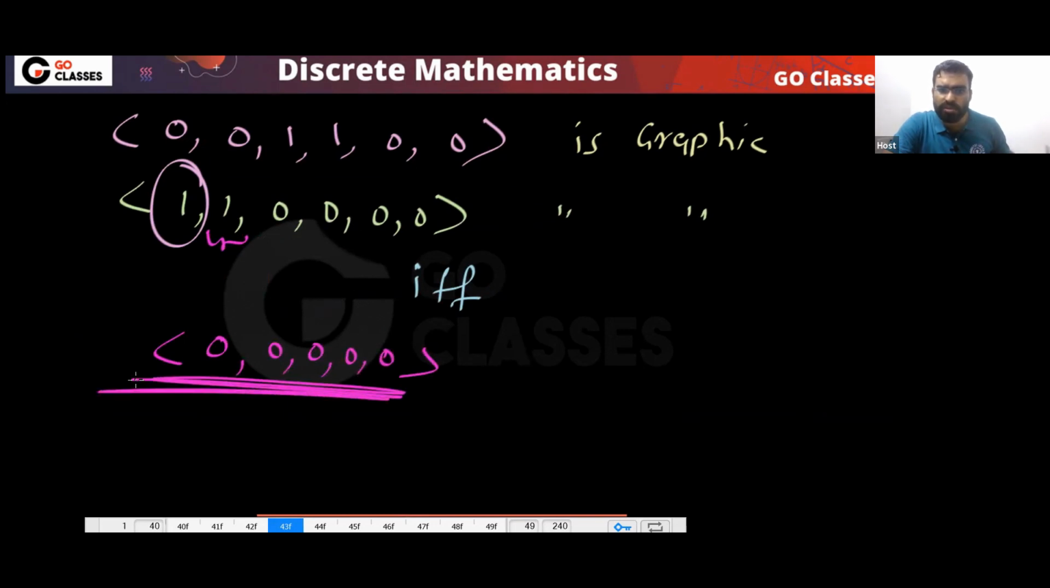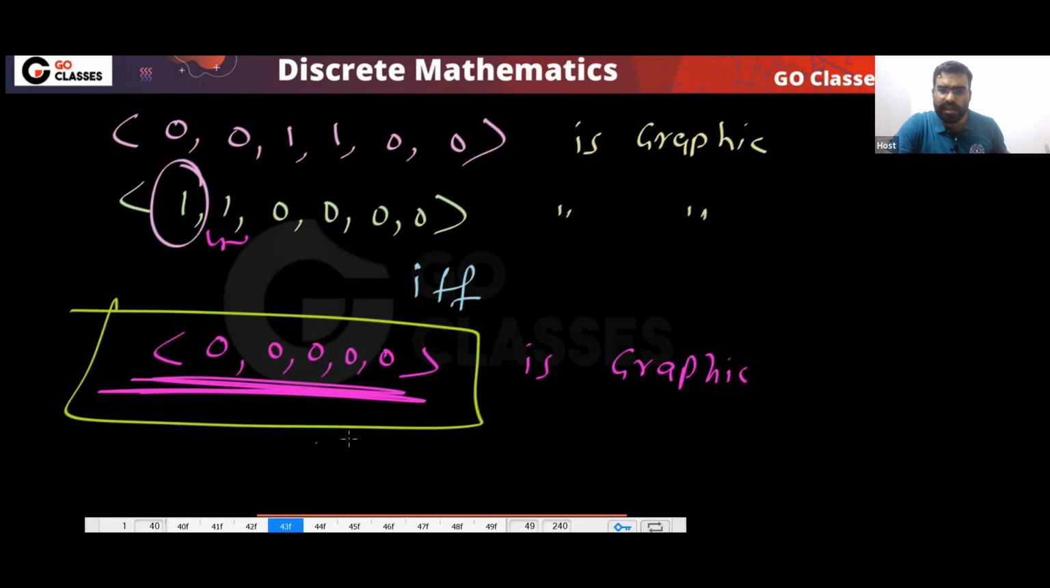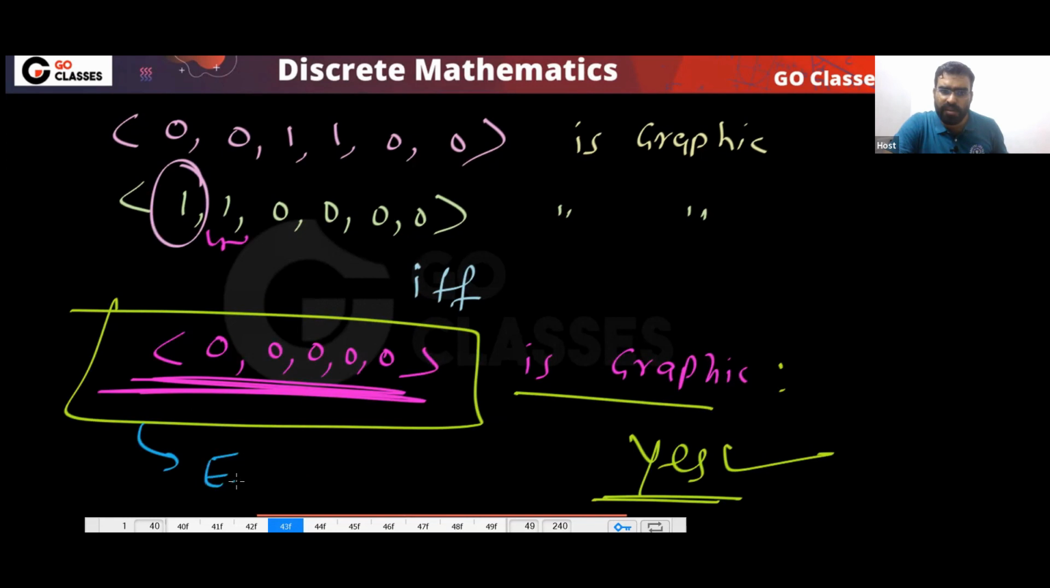Once you get all zeros, you can stop. Once you get all zeros, that means yes, this is graphic. Why is this graphic? Because all zeros means this is your E5, the simple graph E5 with vertices A1, A2, A3, A4, A5. Is this clear? Let me know.